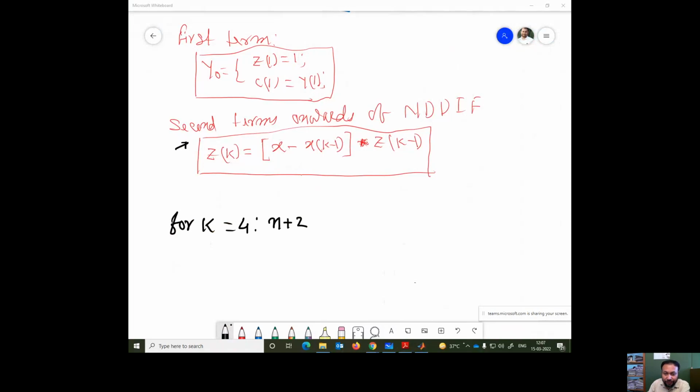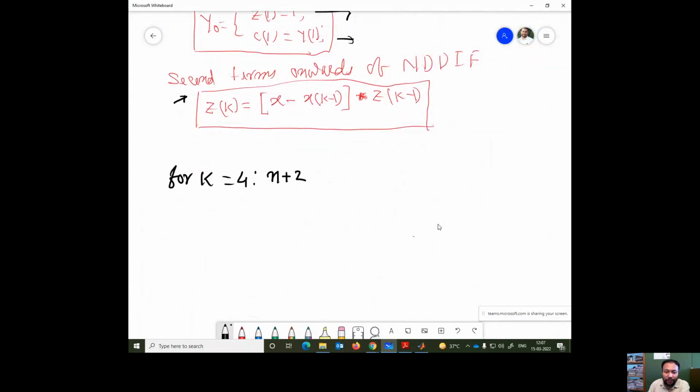See now, I have the value of z1, and only then can I get the value of z2. I have the value of c1, and only then can I get c2. That means now I have to write this as z, and instead of k, I will get k minus 2 here. Why?